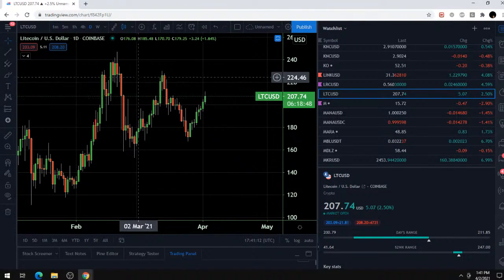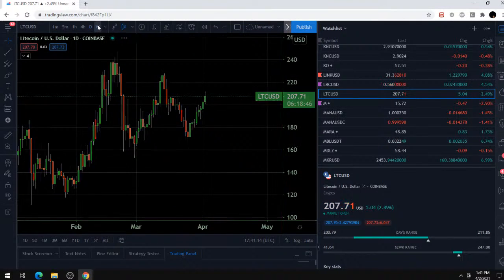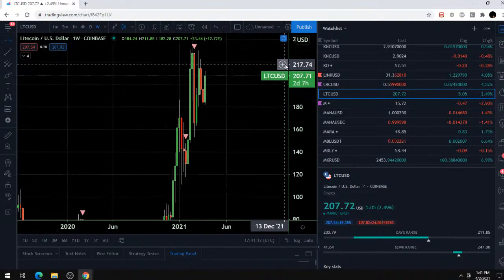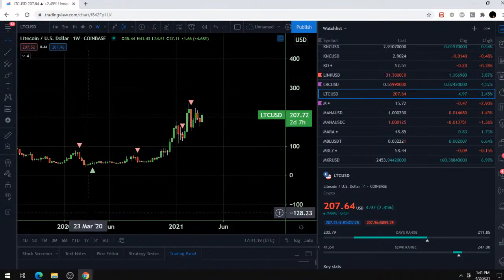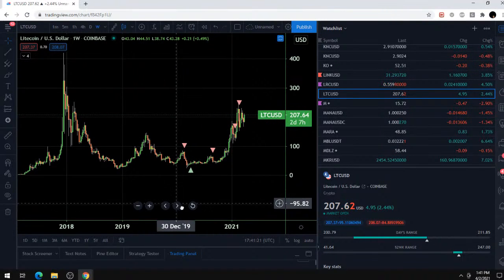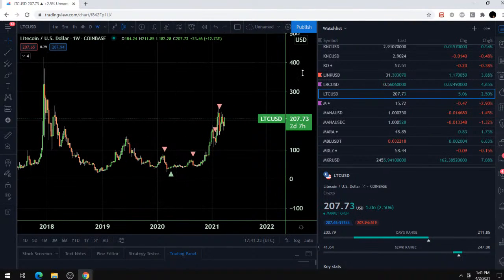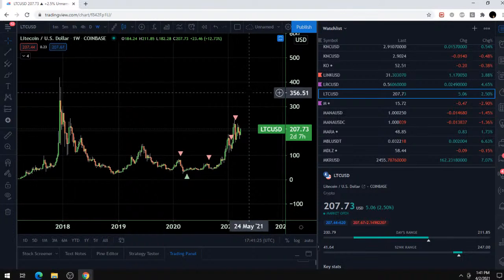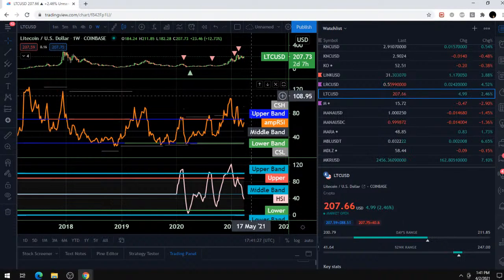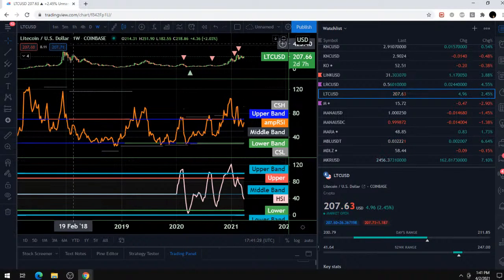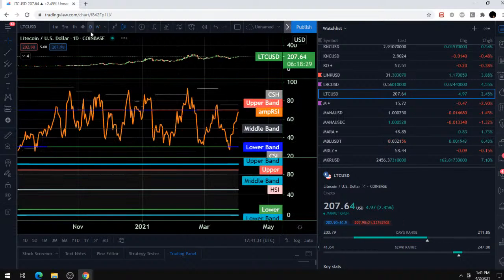Litecoin daily. Let's go weekly. Litecoin's not nearly as far along. No complex structure there on the weekly. On the daily, yes. Actually, here you go again.